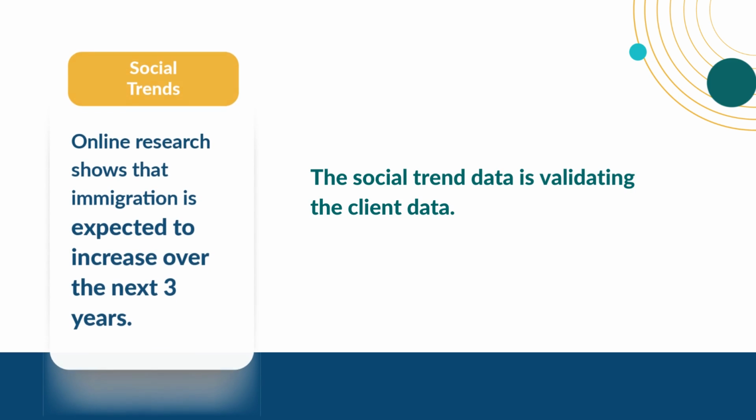Next, we can look at social trend data. So that's online research that might show that refugee youth might continue to seek services at an increased rate. So we do online research and we find that immigration is expected to increase over the next 3 years. So the social trend data is validating the client data.